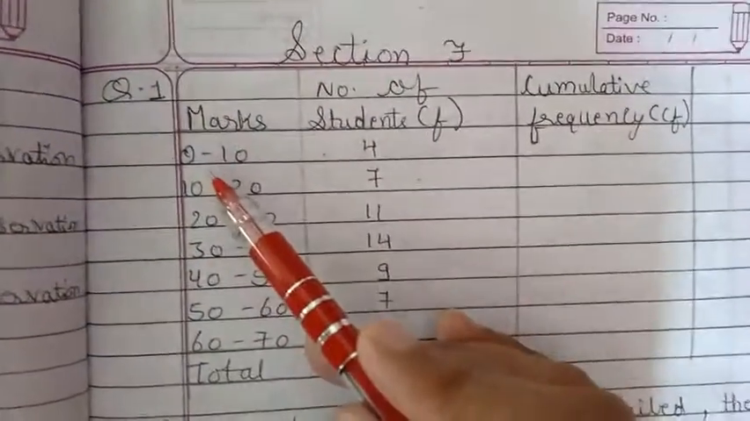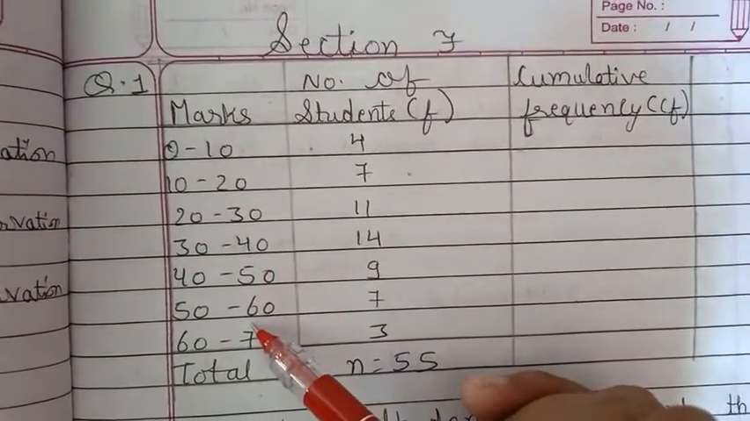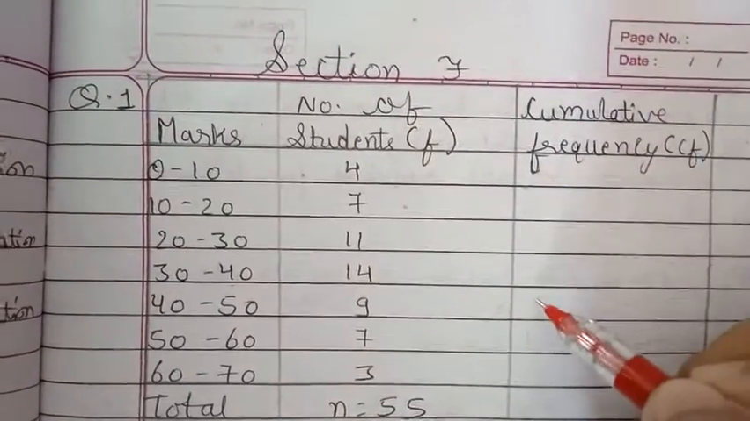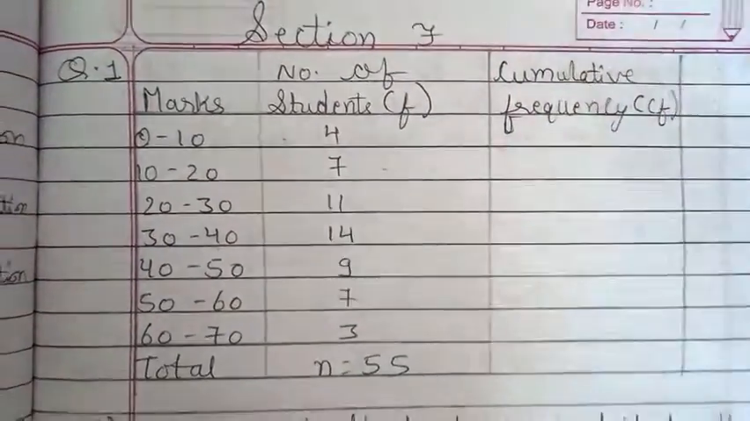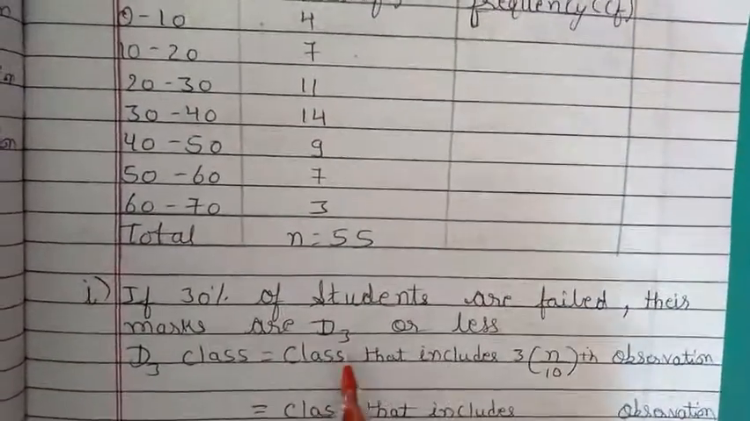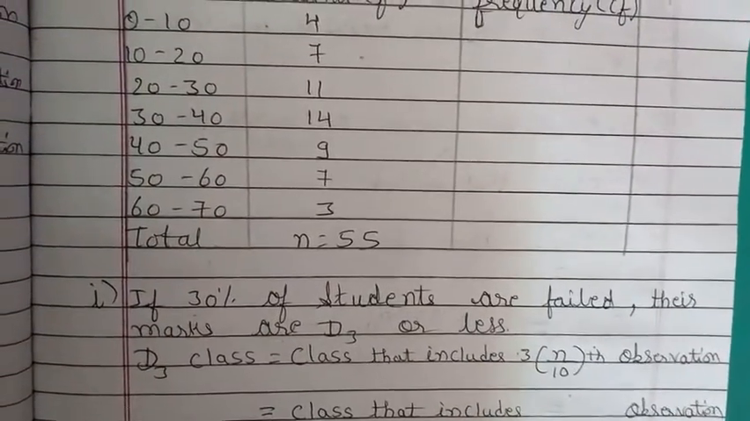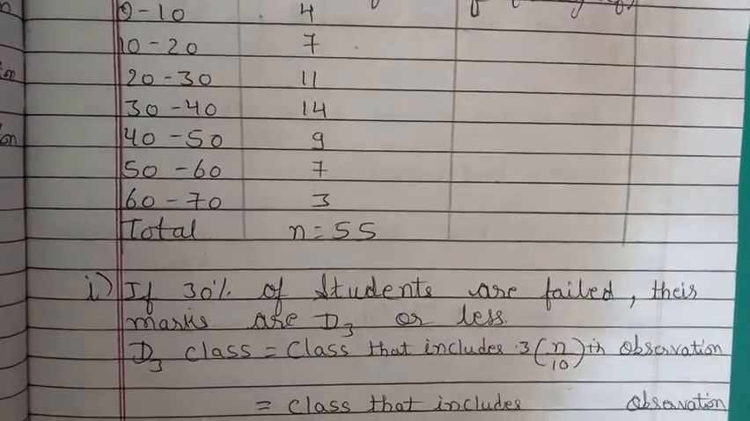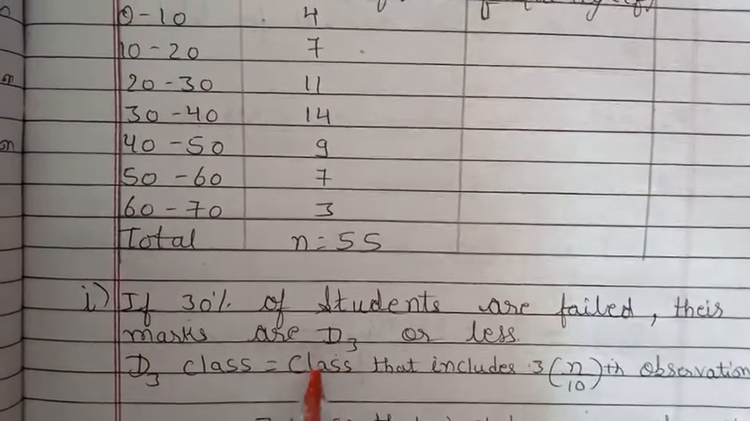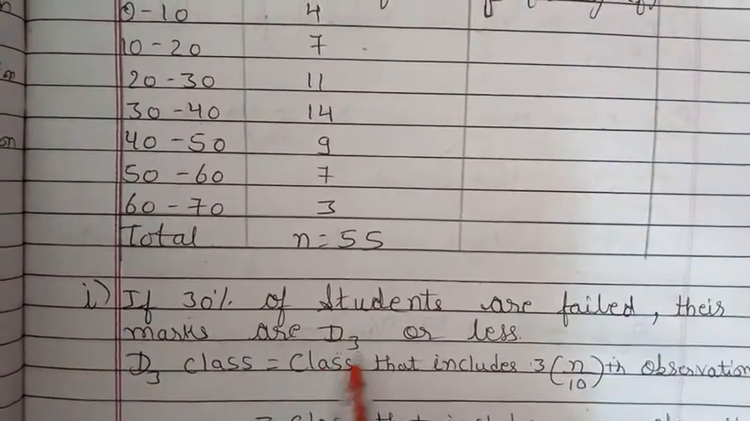Section F, question number 1 of your textbook. In that, data about marks of 55 students and the number of students is given to you. From this they have given us two questions. First, if 30% of students fail, their marks are D3 or less. That is, if 30% of students are failing the examination, we have to find the passing marks. If we find D3, we will get what percentage of students are passing. So D3 we will find.